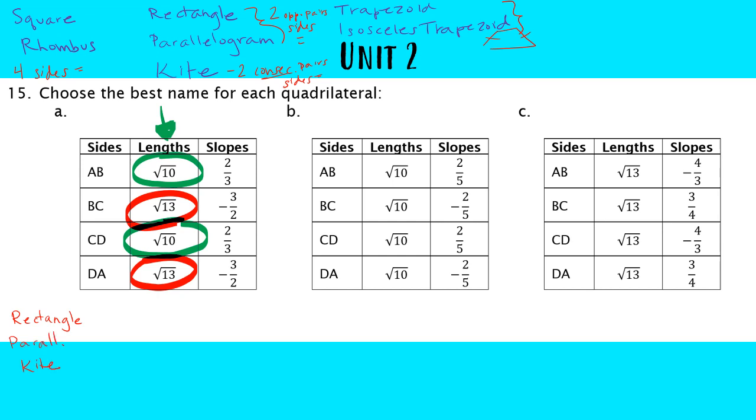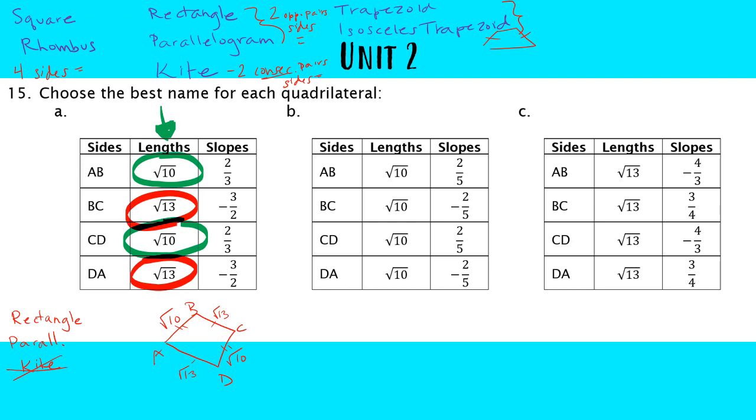And I'm going to abbreviate here. So what I'm going to do is I'm going to draw a quick picture of this so that I can tell if it is opposite sides are equal to each other or is it consecutive sides, because that will narrow down some of my choices. So AB is the square root of 10, BC is the square root of 13, CD is the square root of 10, and AD or DA is the square root of 13. So what you notice is opposite sides are equal to each other, which means kite is eliminated because kite is consecutive sides.